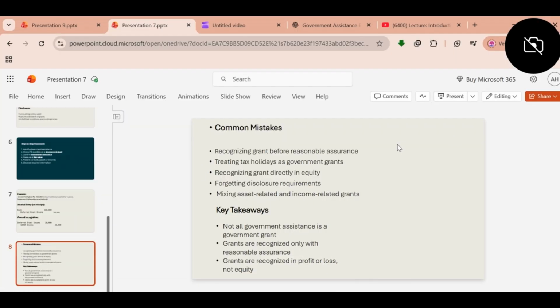Okay. Now, lastly, we have some common mistakes made in IAS 20 government grants: recognizing a grant before reasonable assurance, treating tax holidays as government grants, recognizing a grant directly in equity, forgetting disclosure requirements, and mixing asset-related and income-related grants. And some key takeaways. Not all government assistance is a government grant. Government grants are recognized only with reasonable assurance. Grants are recognized in profit and loss, not equity.